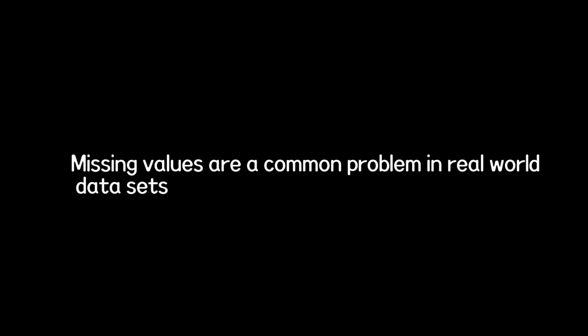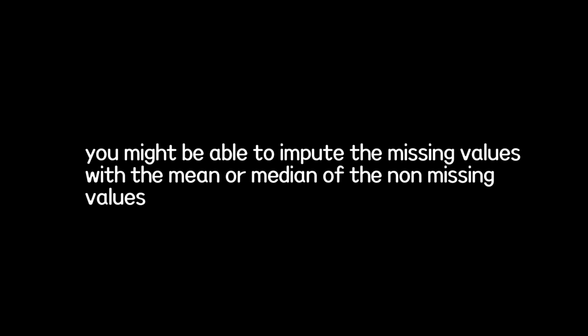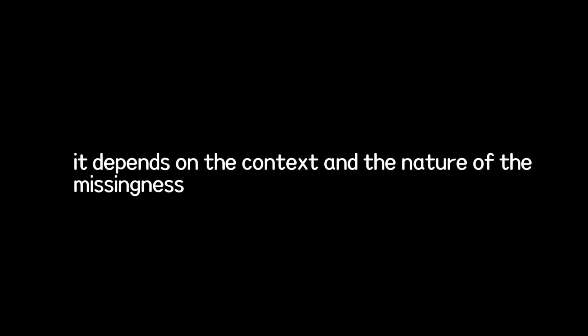Missing values are a common problem in real-world datasets. First, try to understand why the values are missing. Is it random, or is there a pattern? If it's random, you might be able to impute the missing values with the mean or median of the non-missing values. If there's a pattern, you might need a more sophisticated imputation technique. You could also consider dropping variables with too many missing values or assigning default values. So again, it depends on the context and the nature of the missingness.